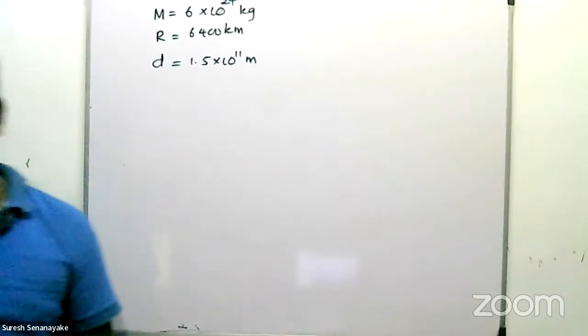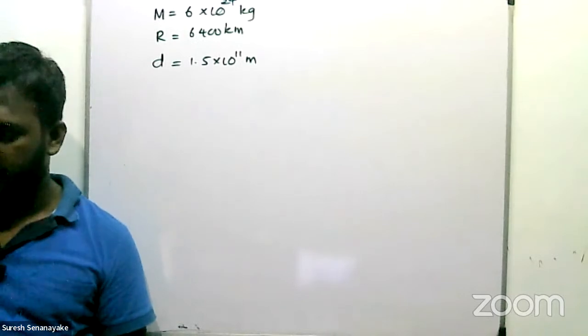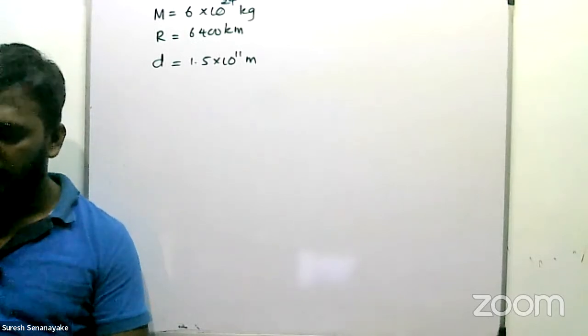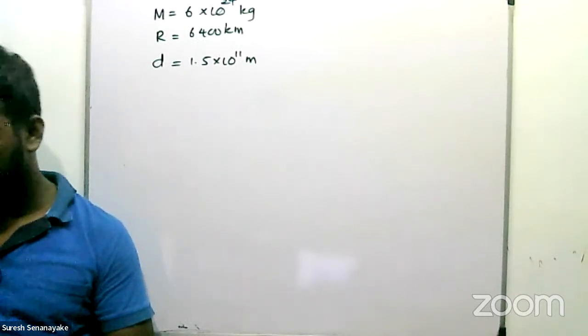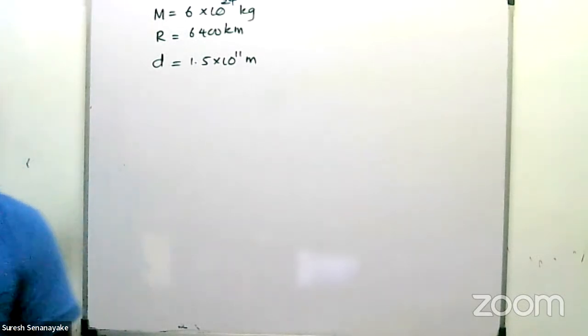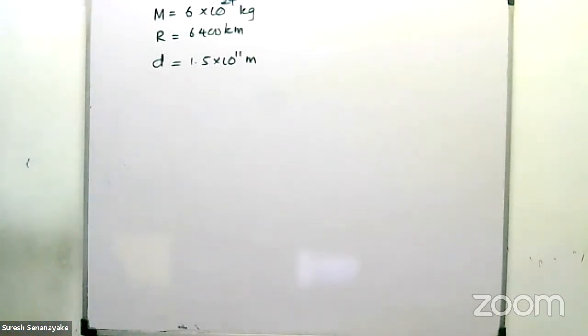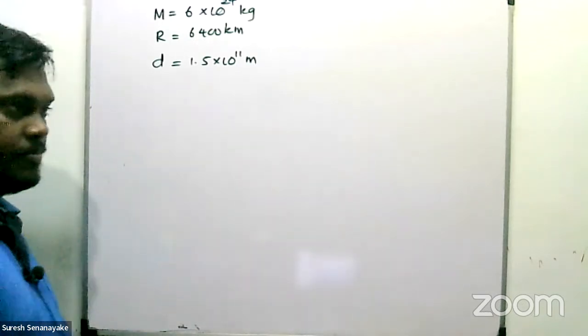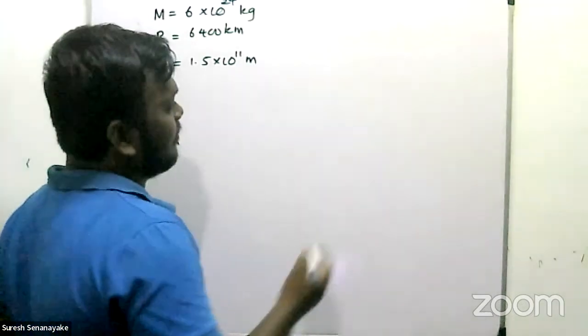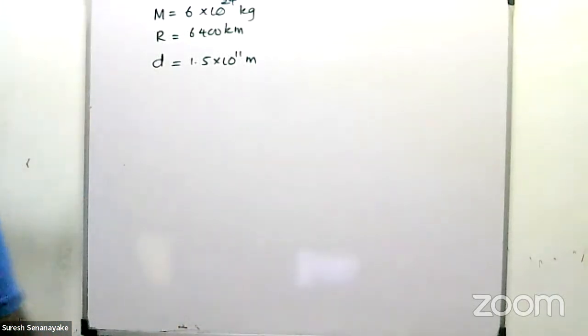And also you need to know the Earth is tilted. The tilting angle of the Earth is, you can consider, 23.5 degrees, right? The tilting angle of the Earth is 23.5 degrees. You got to know.